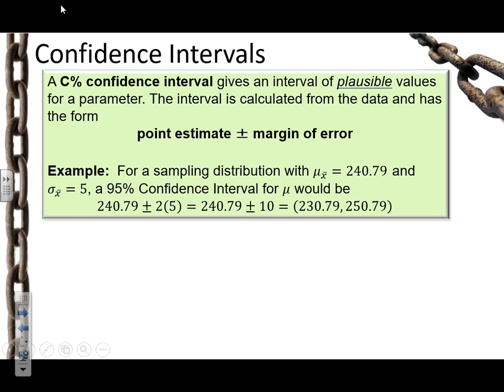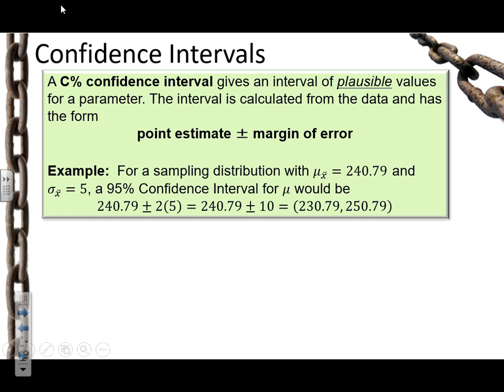Now, the way we calculate an interval, and again, we're going to go a lot more in depth on this later on, but we take our point estimate. So that means we take the actual sample proportion, or we take the sample mean, and we add or subtract what we call a margin of error. That margin of error is essentially the number of standard deviations we want to move left and right. How far do we want to reach in each direction?